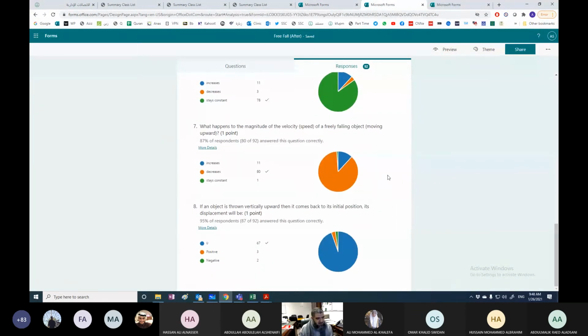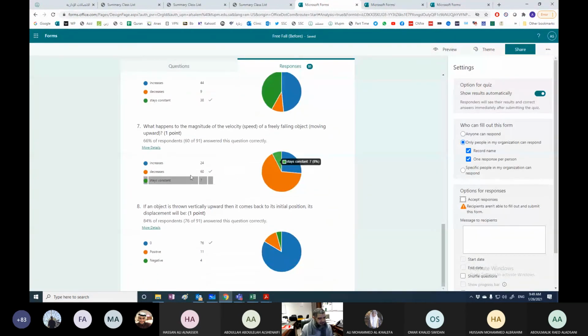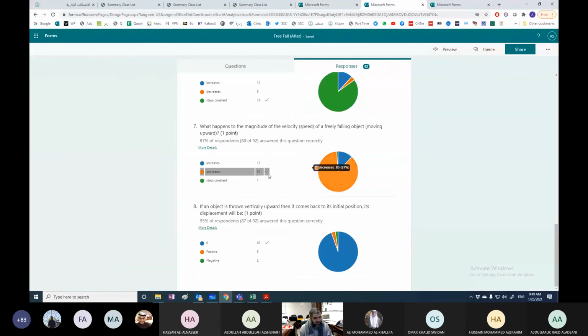Number 7. What happens to the magnitude of the velocity, the speed, of a freely falling object when it is moving upward? What will happen to its speed? It will decrease. Some said increase, and one says stay constant. How was the situation before? It was bad, 24 and 7, so there is improvement, and we were hoping for more.